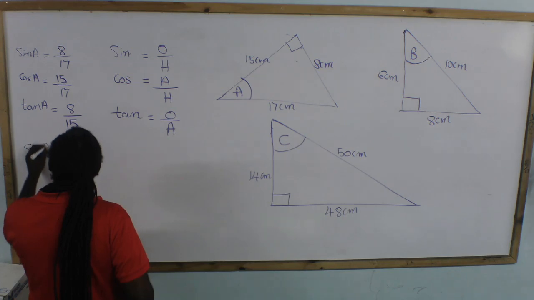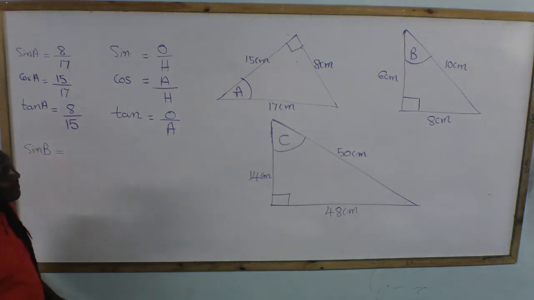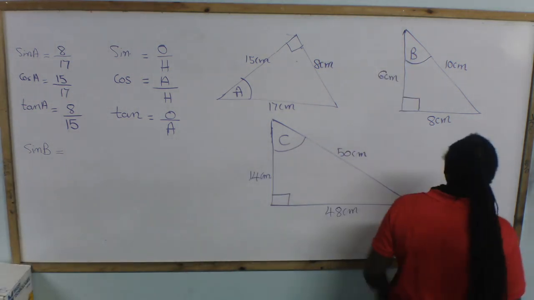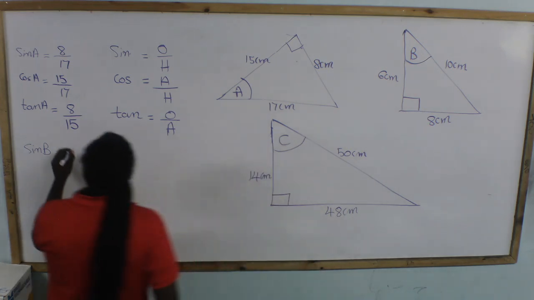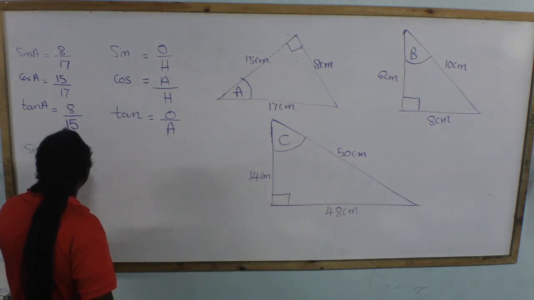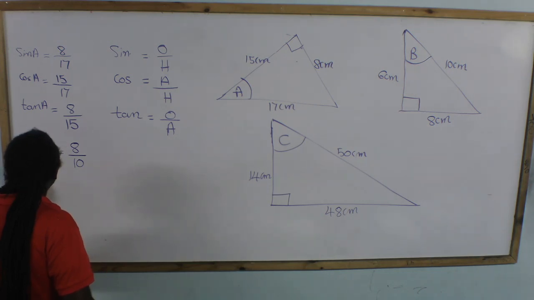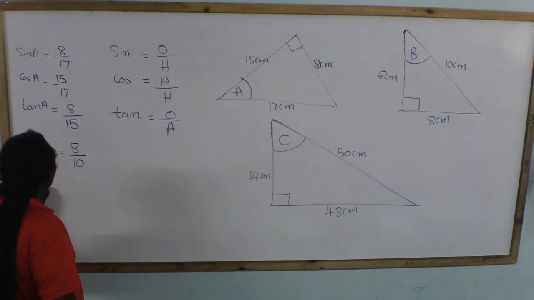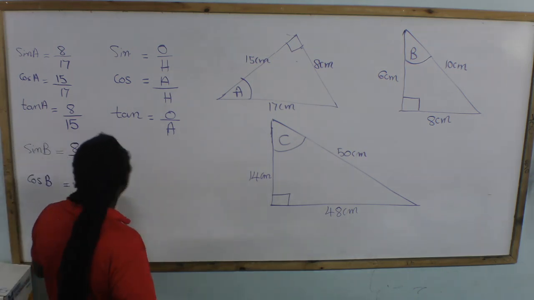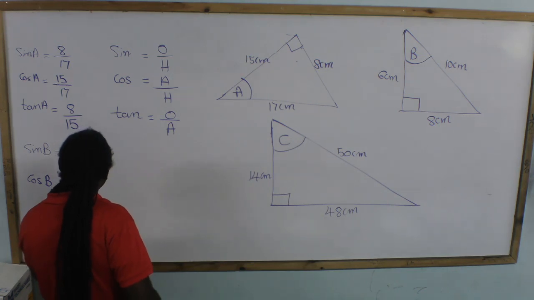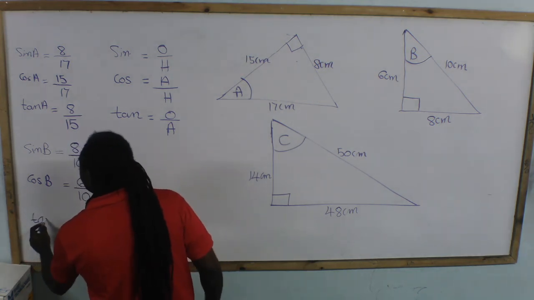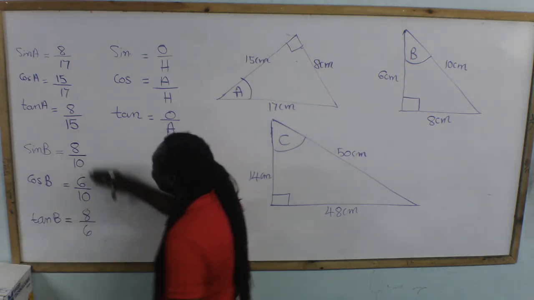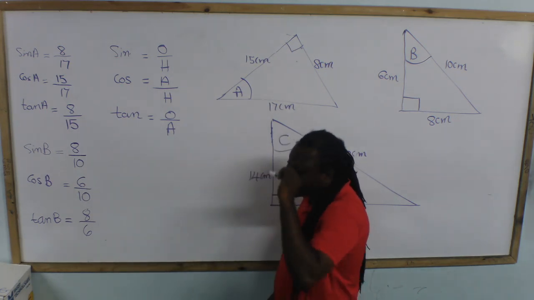What about B? Sine of B is what? Sine. Yes, it's right. 8 over 10 is right. Opposite over hypotenuse. Let's go to cosine first. Cos of B is equal to what? 6 over 10. And finally, as long as that's correct, tan of B is equal to what? 8 over 6. Right, that's correct.